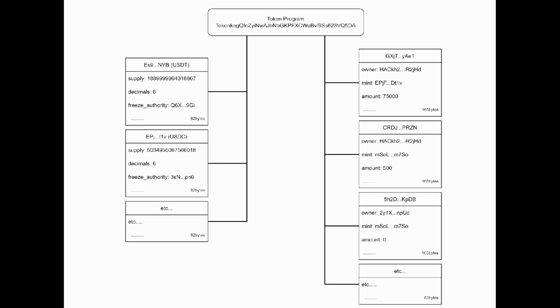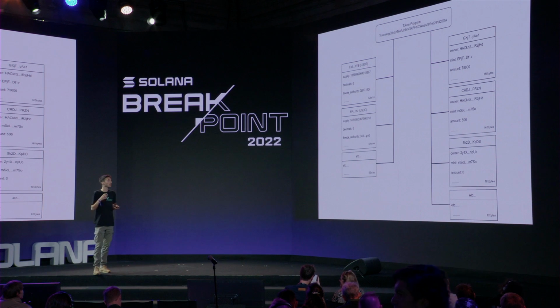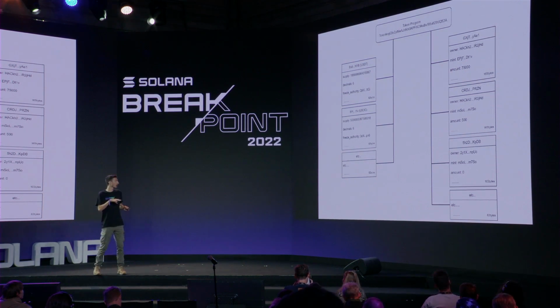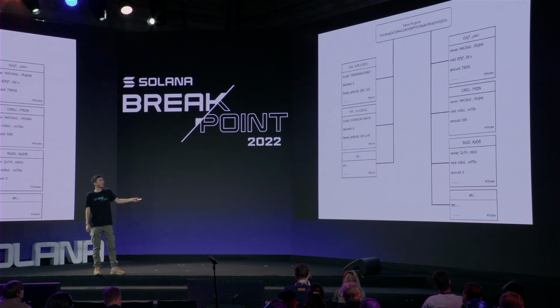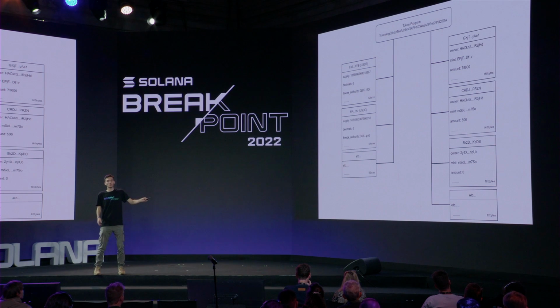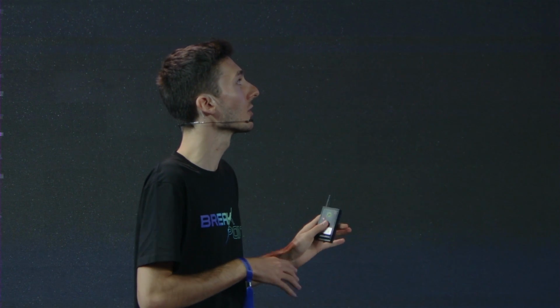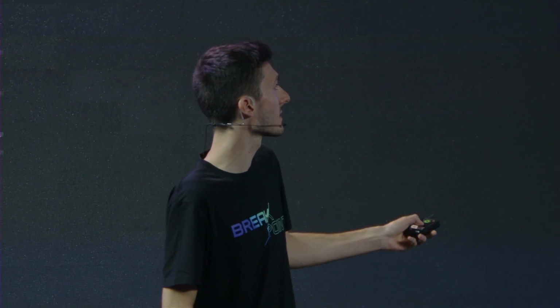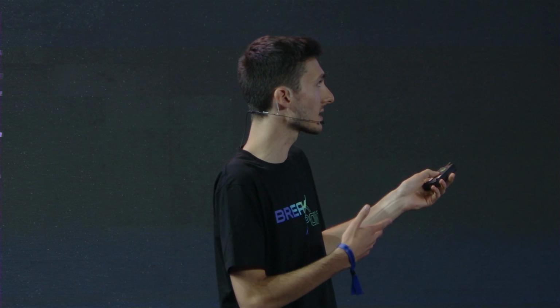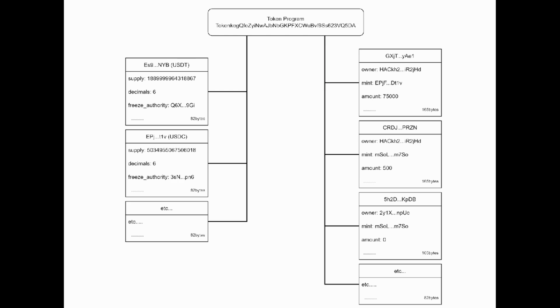And under that, we have the amount. So the amount here is 75,000. But you need to keep in mind that you will need to divide this number by 10 to the power of 6 because USDC has 6 decimals. Usually we don't want to deal with decimals in the data that we store on the blockchain. So that's why we use a big number that we then divide by 10 to the power of 6, so as not to deal with decimals.